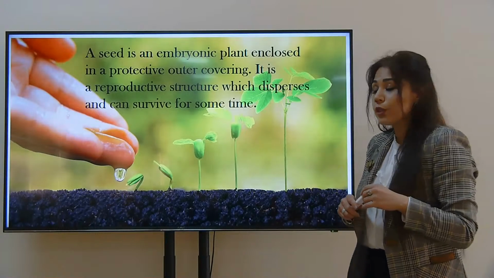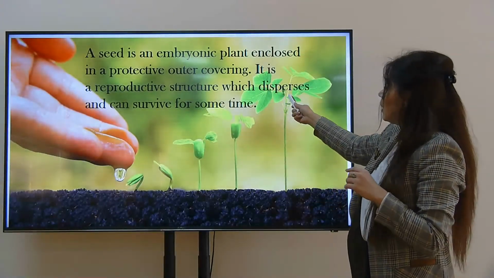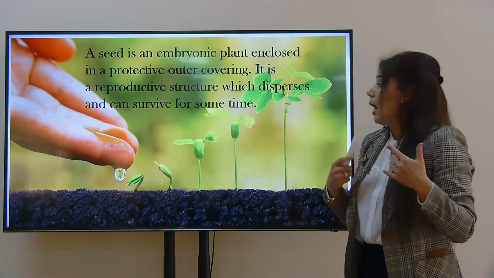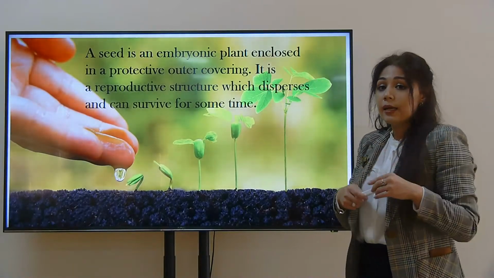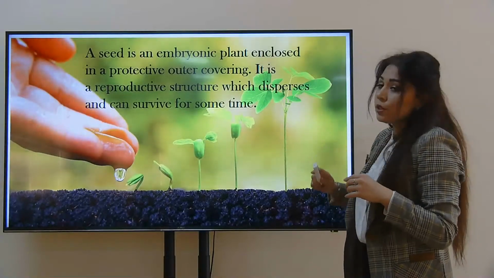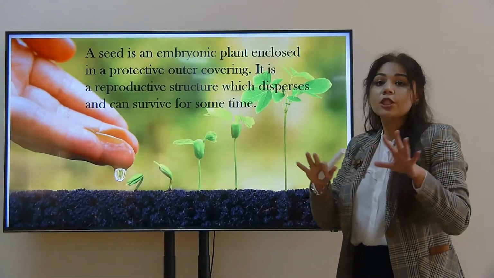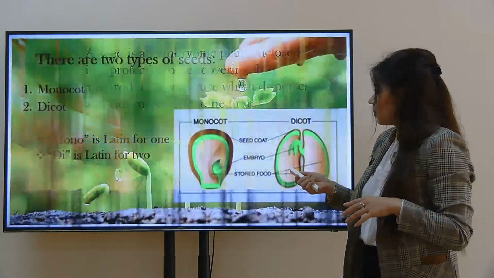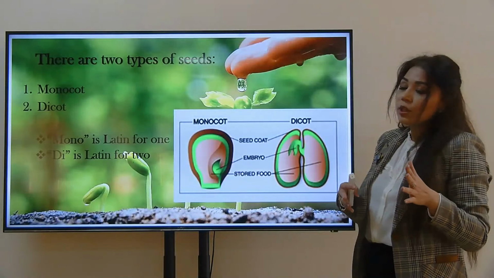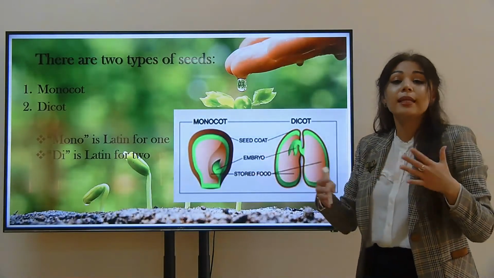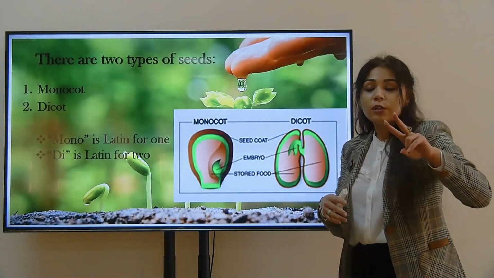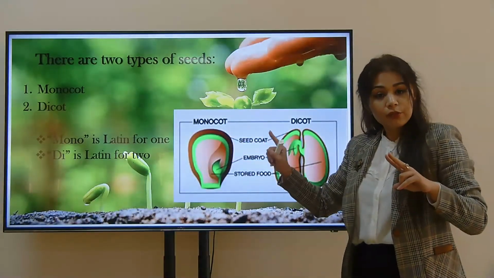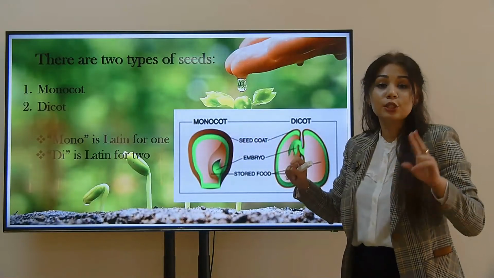And dear students, as you see, here is the word disperses. This word may be unknown for you, that's why I'm going to give you a definition. Disperse means spread or distribute over a wide area. Okay, there are two types of seeds, monocot and dicot. These two words are derived from Latin. Mono means one from Latin and di means two.